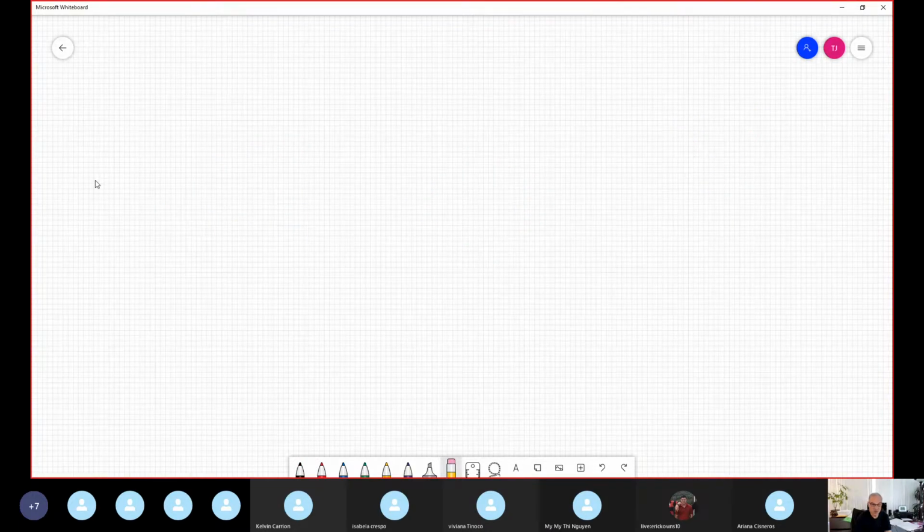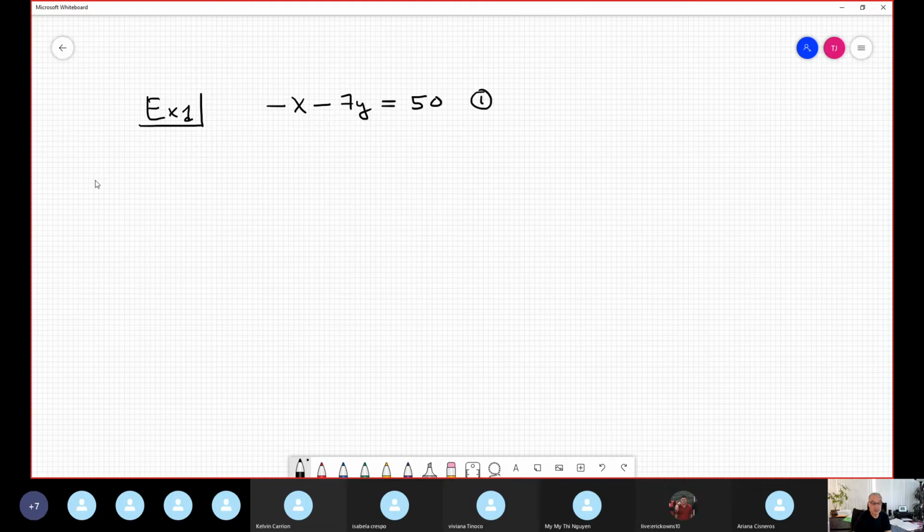Okay, example 1. Example 1 is negative x minus 7y equals 50. This is my first equation that, by the way, is linear. And my second is x squared plus y squared equals 100, which is obviously nonlinear. We are in front of a system that is nonlinear. As always, we take advantage when the coefficient is 1 or negative 1, as I see in this equation, the coefficient in front of x is negative 1. You solve for this x.